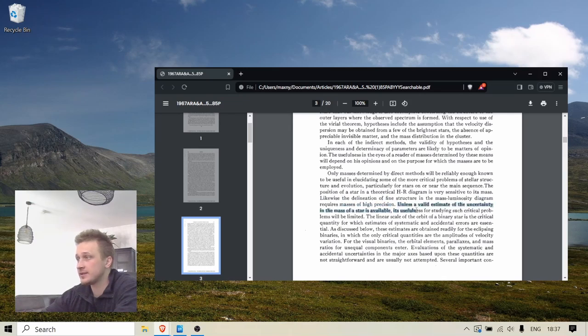Unless a valid estimate of the uncertainty in the mass of a star is available, its usefulness for studying such critical problems will be limited. The linear scale of the orbit of a binary star is the critical quantity for which estimates of systematic and accidental errors are essential. I don't get that.